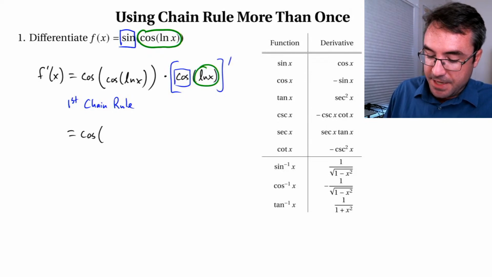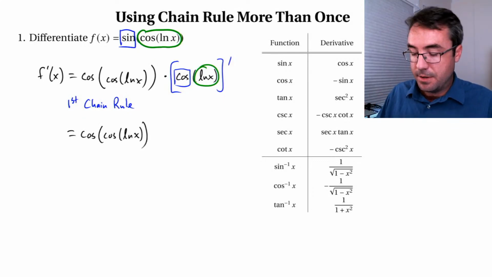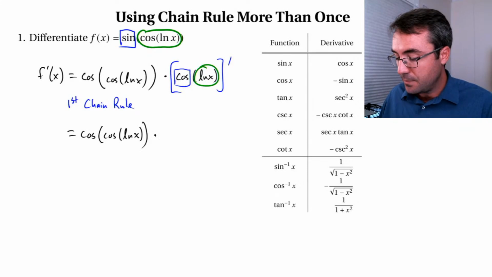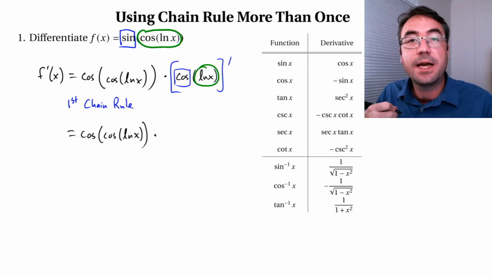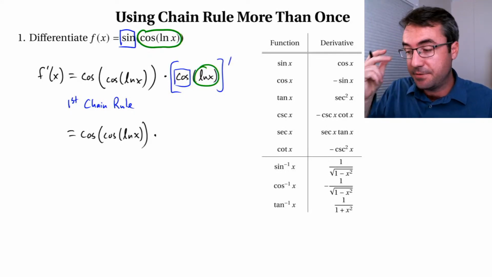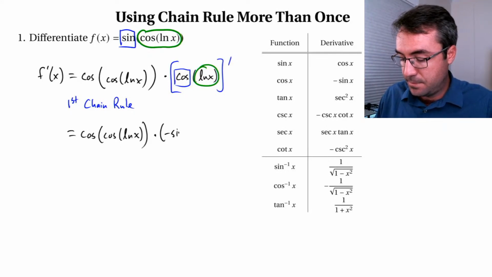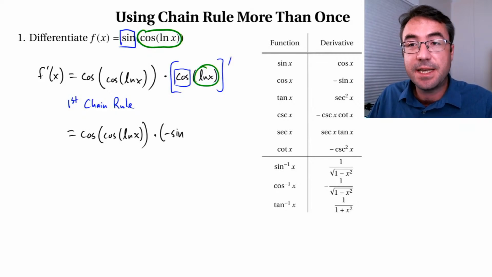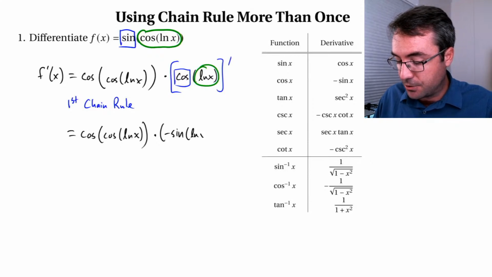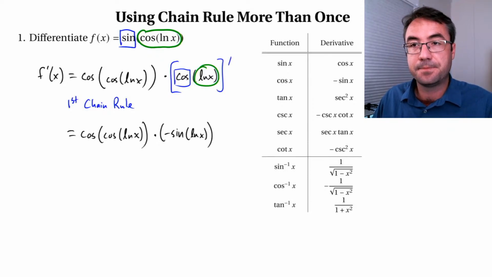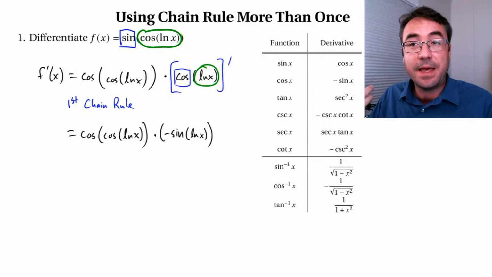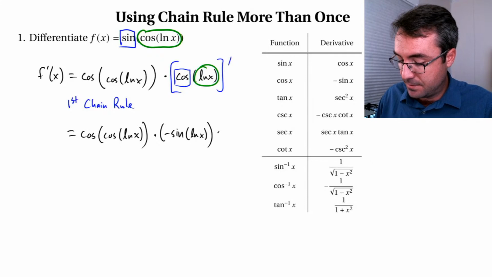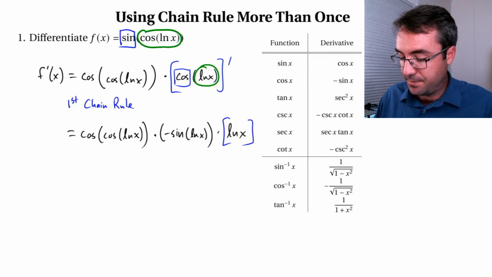So this first part stays the same. We're done with all of this. So cosine of natural log x. We're done with that part. Then we do the chain rule again. So derivative of cosine, we look it up on our table there. It's negative sine. And we keep everything inside, we keep our inner function exactly the same. So it'll be negative sine of natural log x. And then we take that new inner function and we multiply by its derivative.